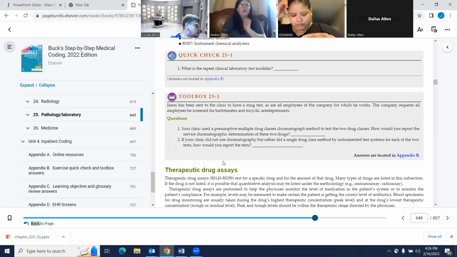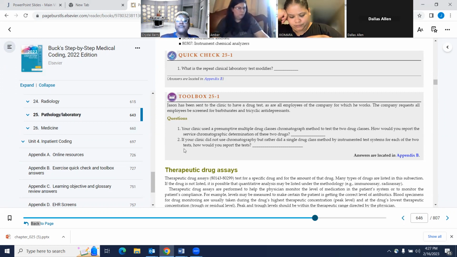Wouldn't it be 80307? Correct. And what page are you on? 604. Page 604, and what does that code state? By instrument chemistry analyzer, immunoassay, chromatography, either with or without chromatography, includes sample validation when performed. Exactly. It's stating the exact same thing that it states in this statement. Presumptive multiple, see multiple, that's more than one drug class. Multiple drug classes, chromatograph method to test the two drugs.